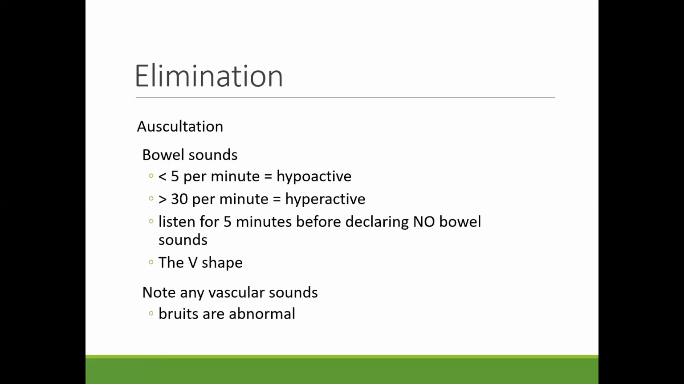Auscultation: less than 5 per minute is hypoactive, greater than 30 is hyperactive. This is per minute. 5 to 30 is normal per minute per quadrant. To listen to bowel sounds, you should start in the right lower quadrant, then right upper quadrant, left upper, left lower. That's the way the colon goes. You have your ascending, your transverse, your descending.